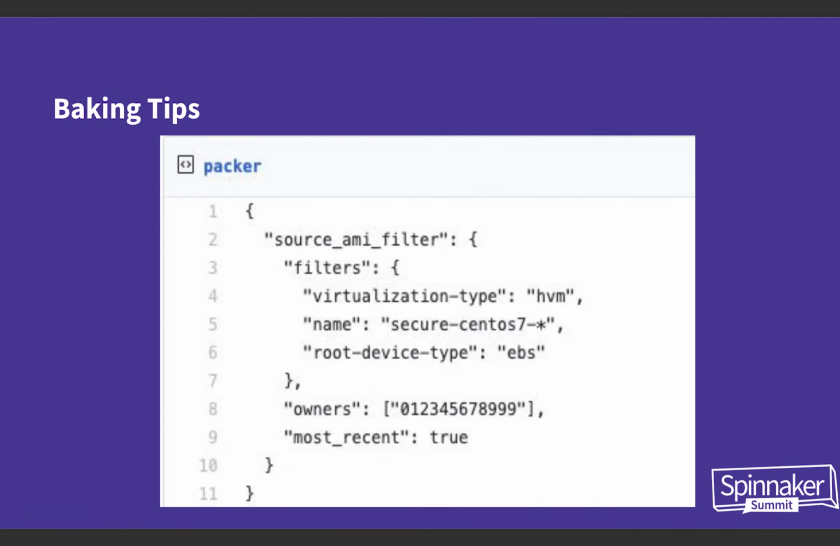All right, another baking tip is that Packer, again, is a powerful tool behind the scenes. So if you do not want to find an image during the baking process, to look for your base OS, one way to do it is to use filters in Packer. This is something that just got introduced recently in the 1.4 version, and we just upgraded Spinnaker to use the 1.4 version. So something new.